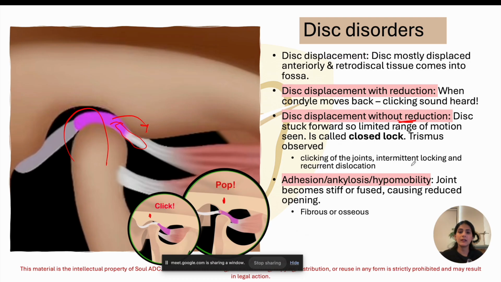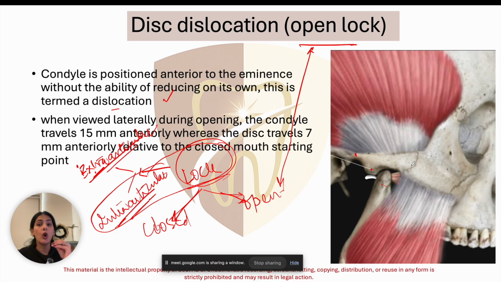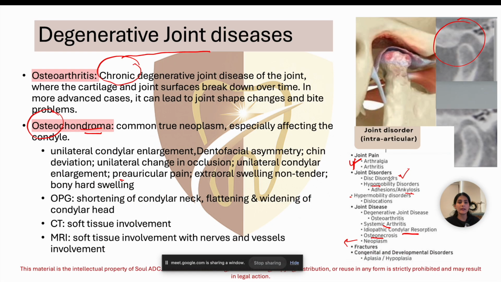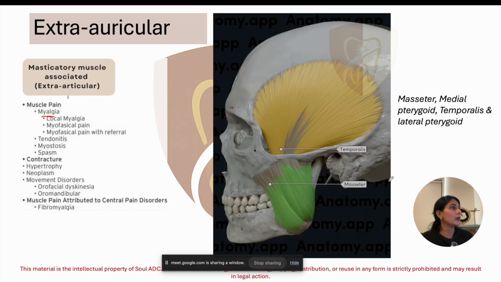And when I talk about open lock, I am talking about the disc being situated at the back and the condyle going ahead and getting locked in that spot. So it is stable in that spot, and the patient might not be able to close the mouth. Any other doubts? Anything you want me to repeat?